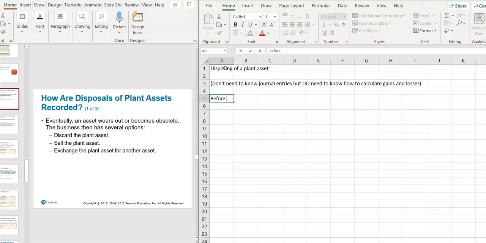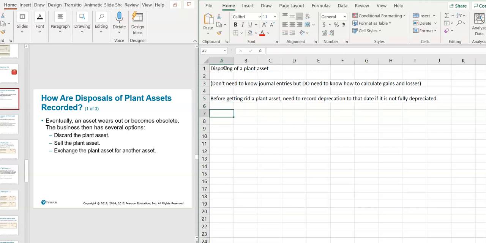All right, so before getting rid of, however you're going to get rid of it, before getting rid of a plant asset, you need to record depreciation to that date, if it is not fully depreciated. All right, a lot of times it's going to be fully depreciated and you wouldn't have to worry about it. But if it's not fully depreciated, then you need to do that.